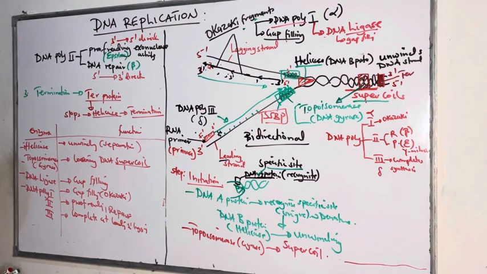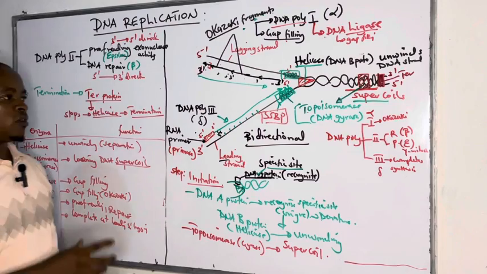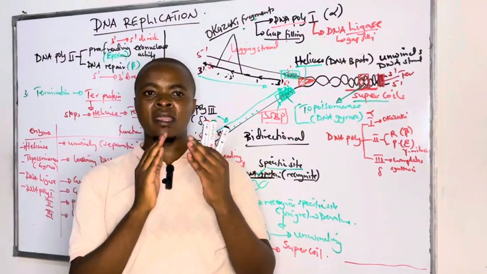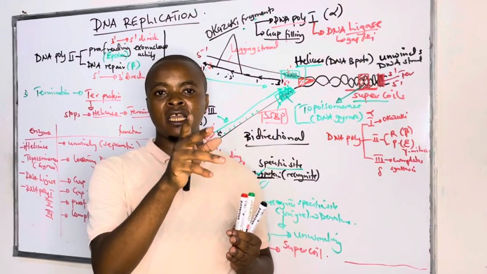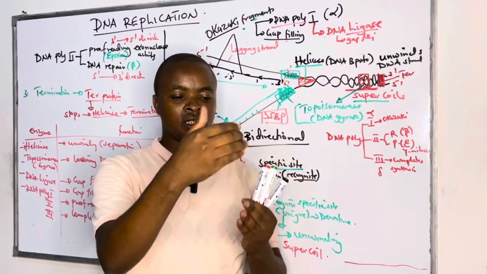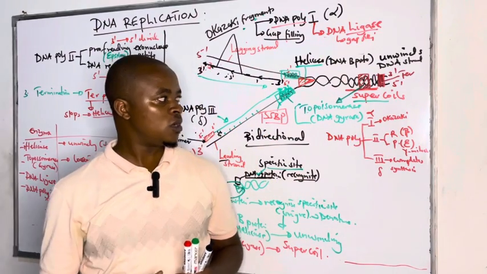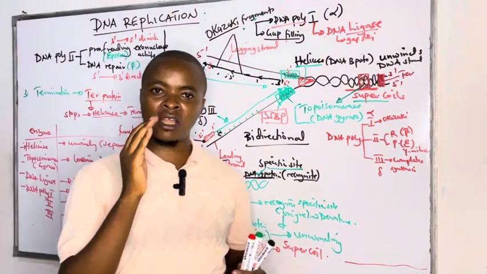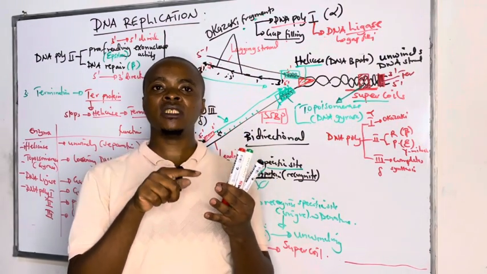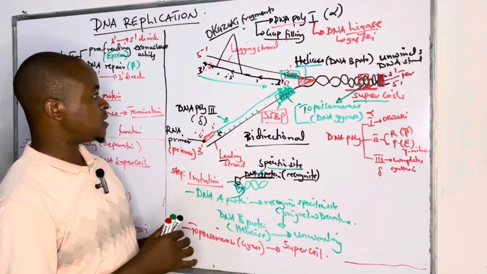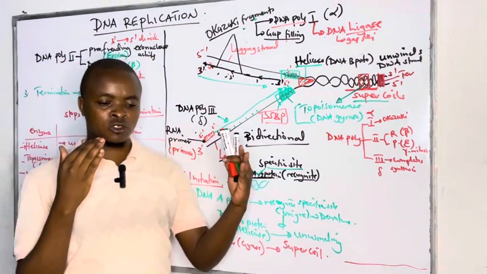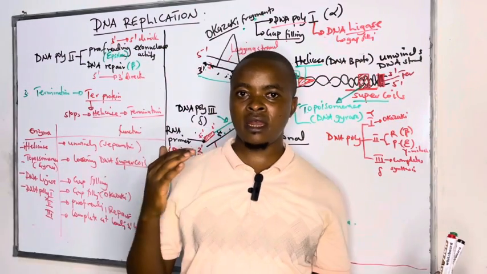So this is the summary I can make here. Points to note: do not forget that this replication is bidirectional. The helicase stands at the replication fork and unwinds, and when it is unwinding, the supercoils created are removed by topoisomerase. And don't forget they occur in 3 steps: initiation, elongation, and termination. We have seen all the enzymes involved and what they do, and we have also seen the differences between prokaryotes and eukaryotes.